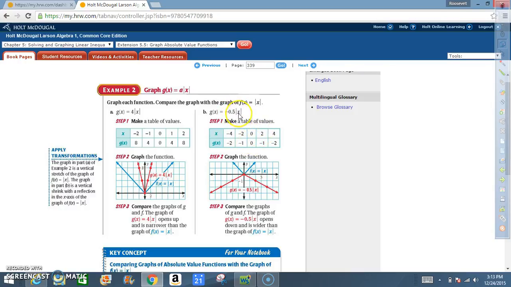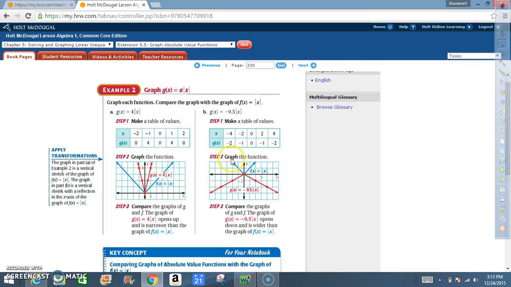Next, I put in 2. The absolute value of 2 is 2, and then 2 multiplied by a negative 0.5 will give me a negative 1. Next, I got the absolute value of 4. Absolute value of 4 is 4. After being multiplied by a negative 0.5, I come out with a negative 2.